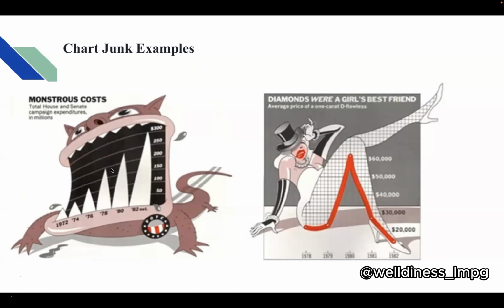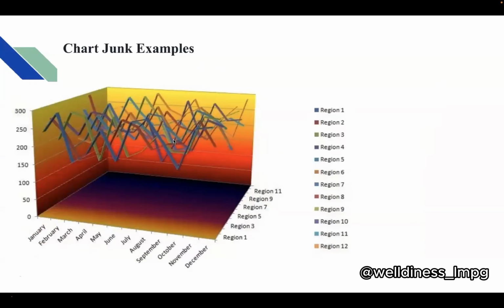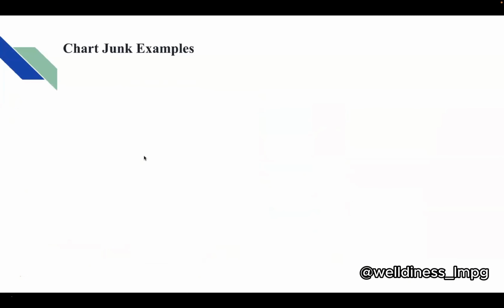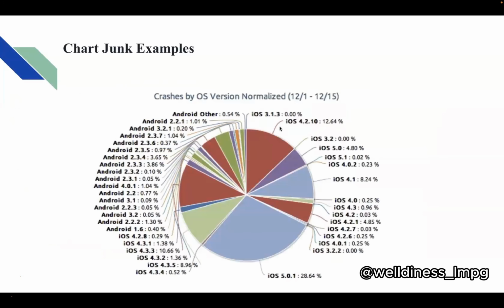Let's look at some other examples. This is supposed to be a trend line, but the color scheme, the color tone and everything is just out of place. As you can see, they are putting months, they are putting region. It's just something else.